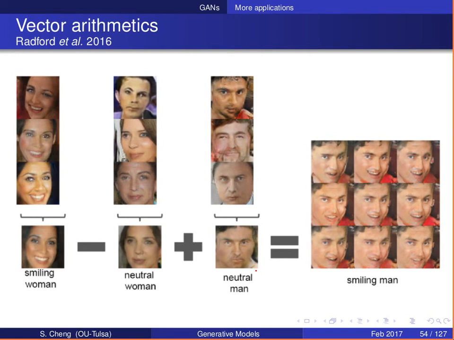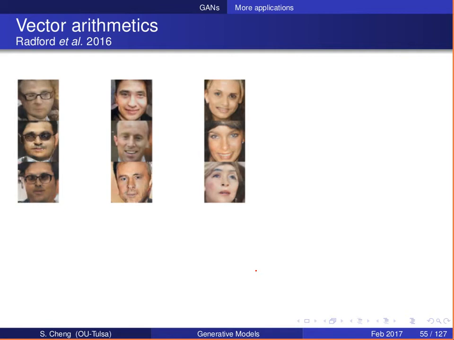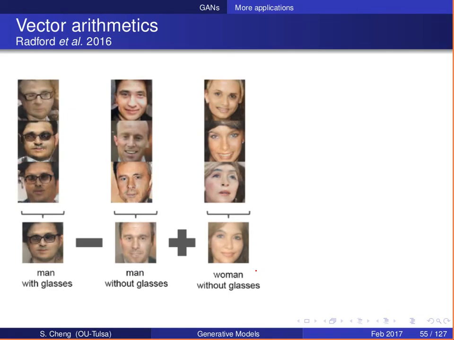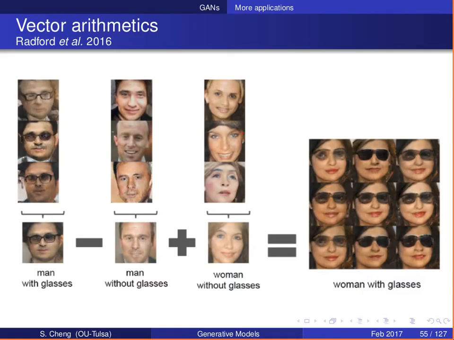And you have other interesting manipulations also. For example, you take man with glasses, subtract man without glasses, and then add back woman without glasses, then you will have woman with glasses.